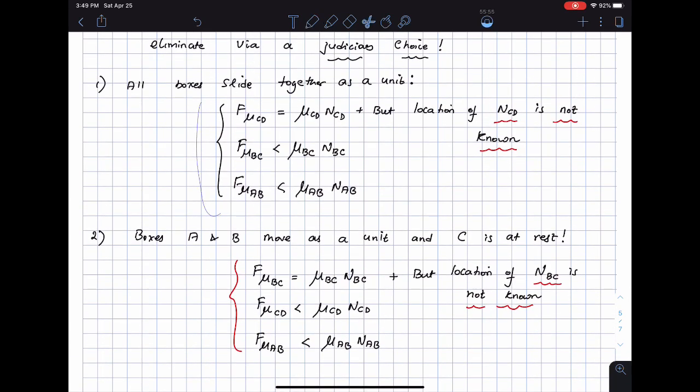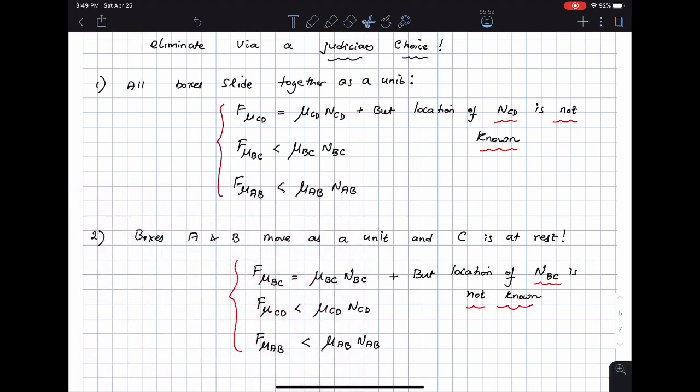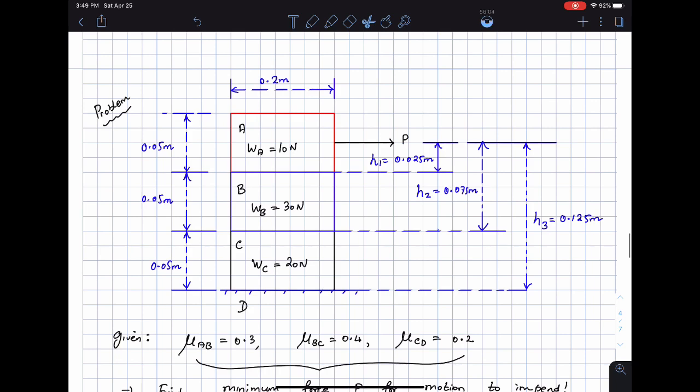Let me change the color of this, just to make it stylish. I'm always worried that I might just freeze up again. The other thing I can say is the following: A, B and C tip together as a unit, or A and B tip together as a unit, or just box A tips by itself. These are the other three cases of impending motion which I'm going to write down.